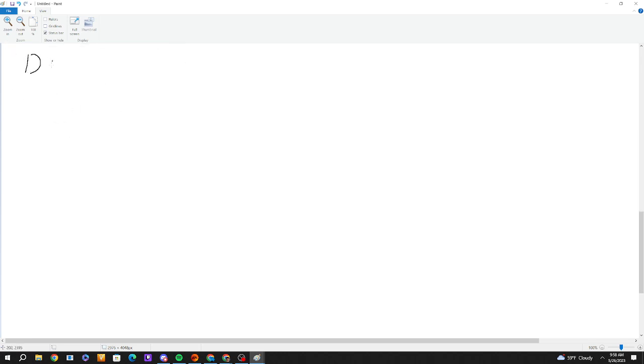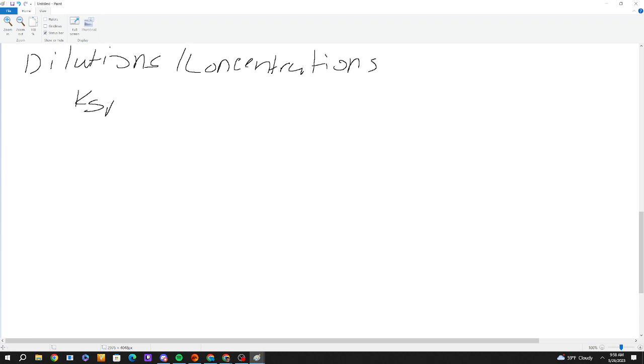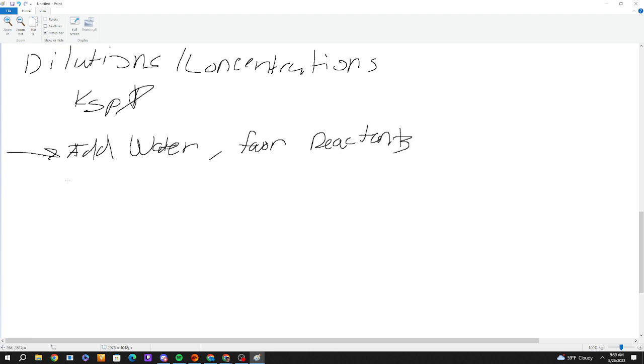And lastly, this is the fifth one, dilutions, or increasing concentrations as well. This is really just working with water and aqueous solutions. So this is going to be relating to KSP. If I were to add water in a KSP reaction, or in an aqueous reaction, I'm going to favor reactants. And you're going to be asking me, oh, well, why, Parsa? Well, the reason for that is the following.